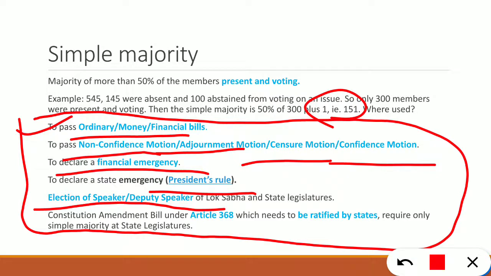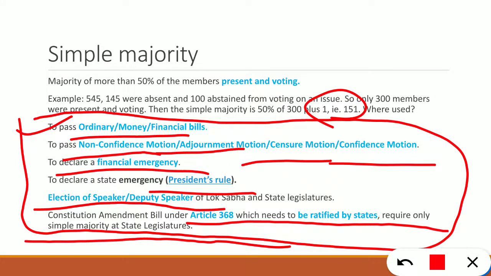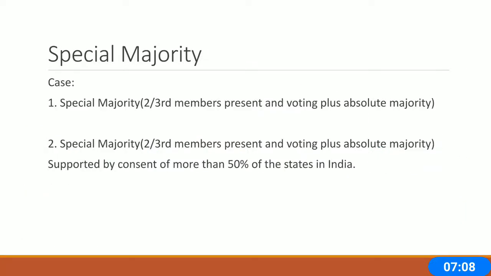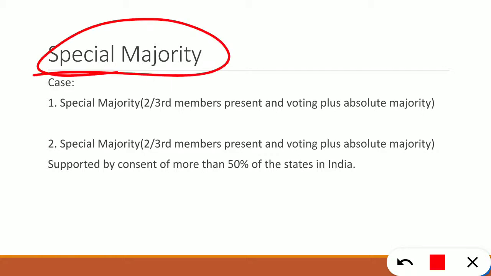Constitution Amendment Bill under Article 368, which needs to be ratified by states, requires only simple majority at the state legislature. So this was all about simple majority. Now we will talk about special majority. Special majority has mainly two cases, though two or three more cases are there, but those were not very important. I will mention them at the end of the video. So this special majority has two cases.